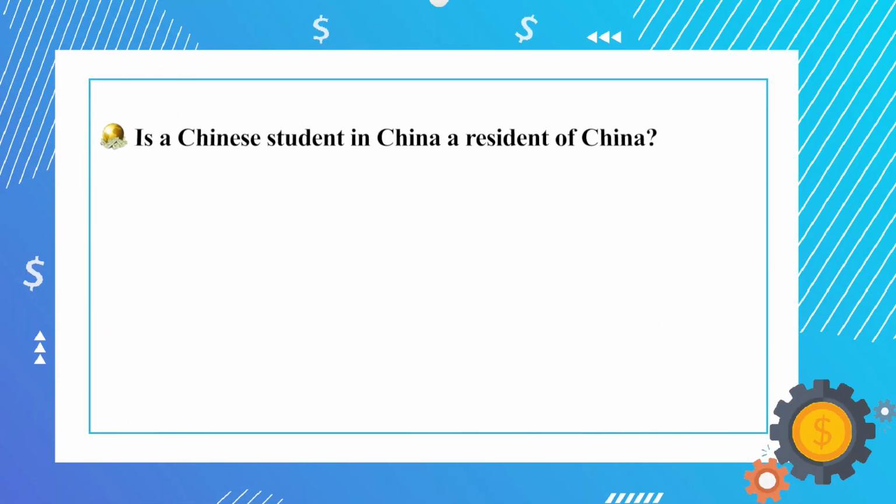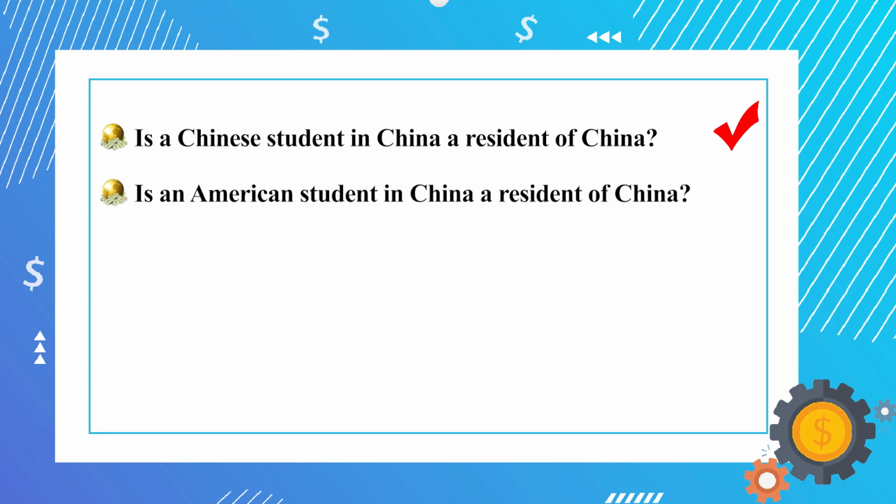Here are several questions to help us understand the concept of resident. Is a Chinese student in China a resident of China? The answer is yes, no doubt. Then, is an American student in China a resident of China? The answer is no, because, as I have mentioned just now, students as well as tourists and patients don't conduct production activities, so they are regarded as non-residents of the local country, no matter how long they stay there.